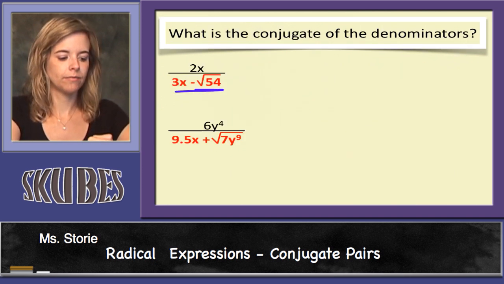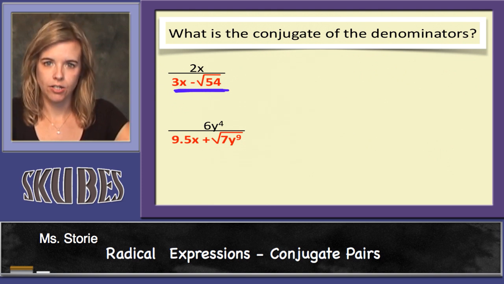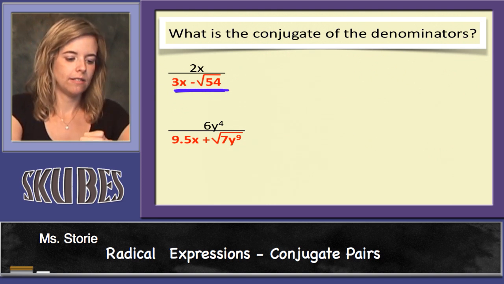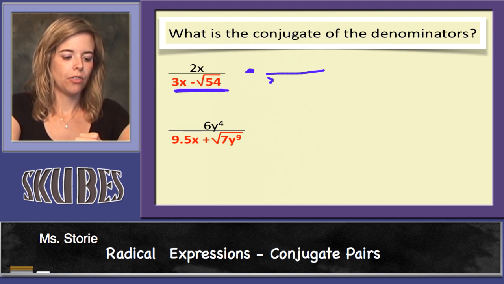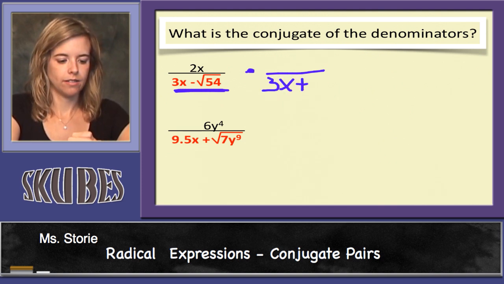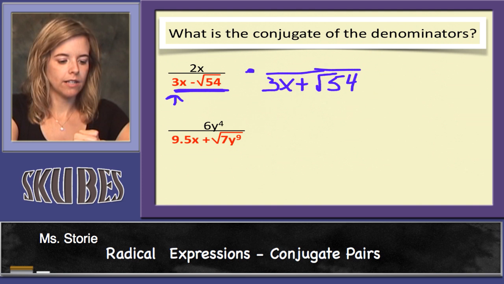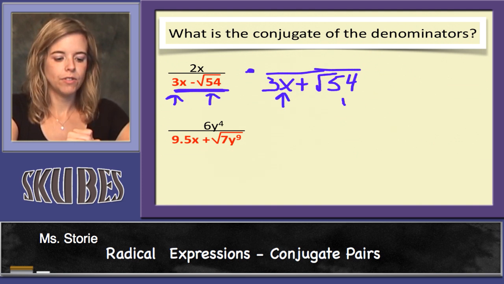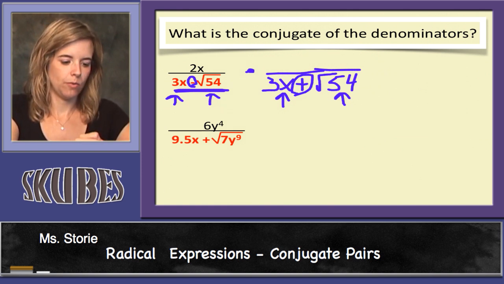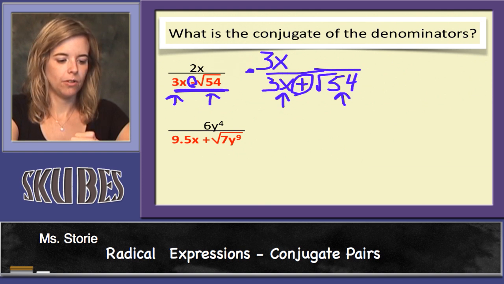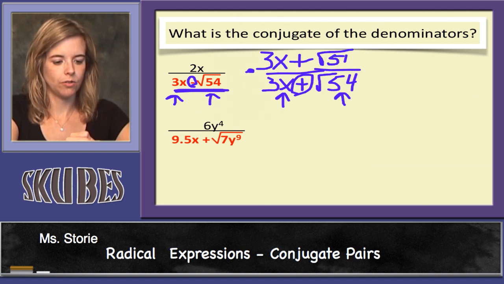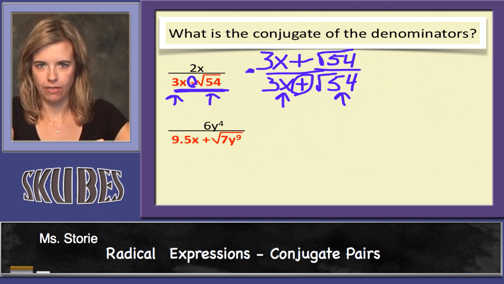Here, if I start with this, and I need to find the conjugate of the denominator, that means I would multiply it by 3x plus the square root of 54. I just multiplied it by its conjugate. Same 3x, same radical 54. The sign was the only thing that changed in between the two of them. And when you're multiplying to change a fraction, you remember equality: whatever you do on the top, you have to do on the bottom. Whatever you do with the bottom, you have to do on the top. So we would multiply it like that.